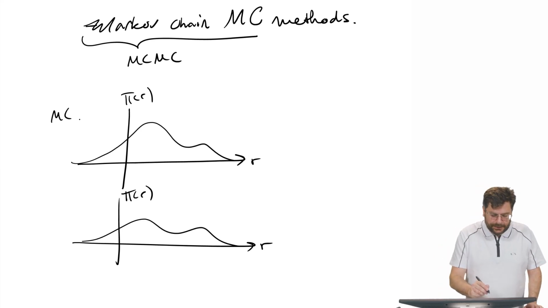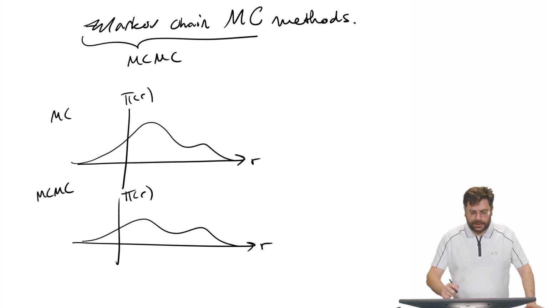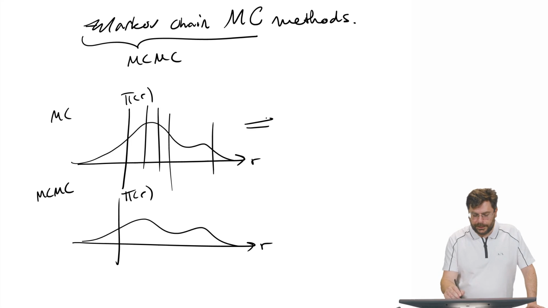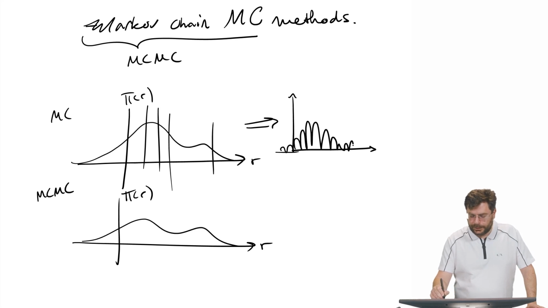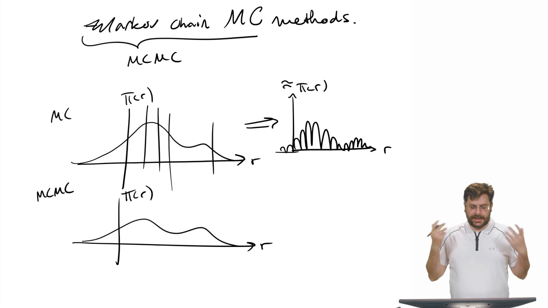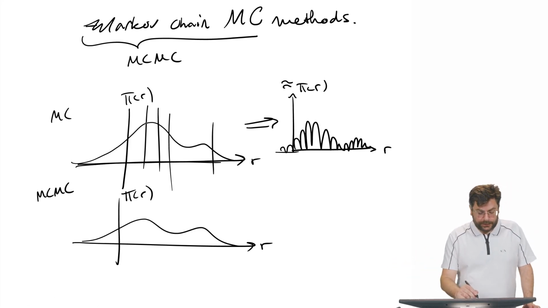Now, in MC, when I'm drawing independent samples, maybe I draw one sample from my distribution here, then the next sample that I draw is here, and then the third sample is here, and so on and so forth. Then eventually, if I collect all of the samples that I drew and histogram them, I should be able to reproduce this pi of r reasonably nicely. We note every sample can be drawn from anywhere in this region, but Monte Carlo methods will ideally mostly draw samples from regions of high density.